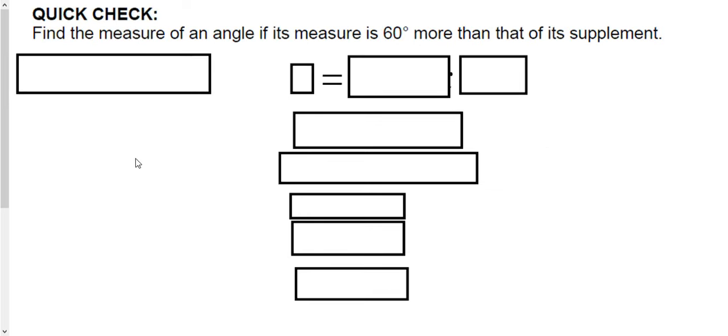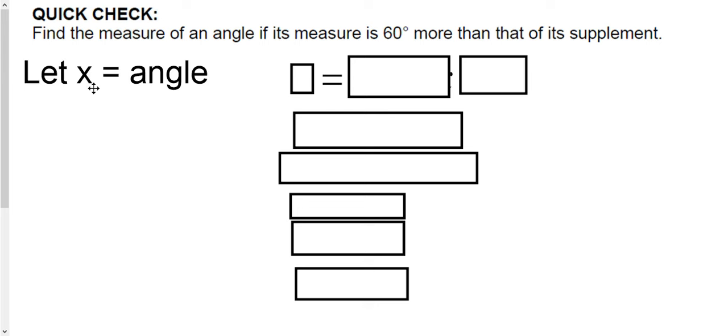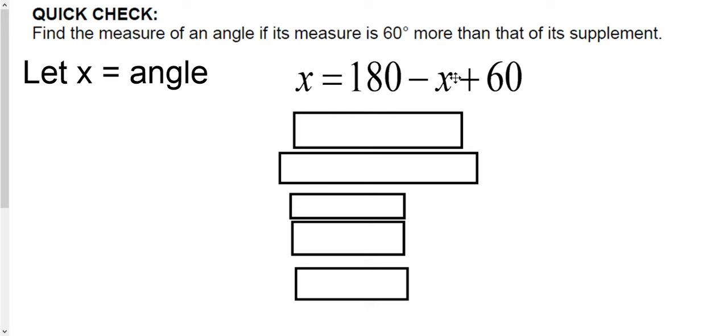Got a few of these to do. I'll go through them a little fast. You pause whenever you need to. Find the measure of an angle. We're going to let x equal that angle. If its measure, so x, equals 60 more than something. So we're adding 60 to something. Adding it to what? Its supplement. If x is the angle, its supplement would be 180 minus x. So there's 60 more than its supplement.